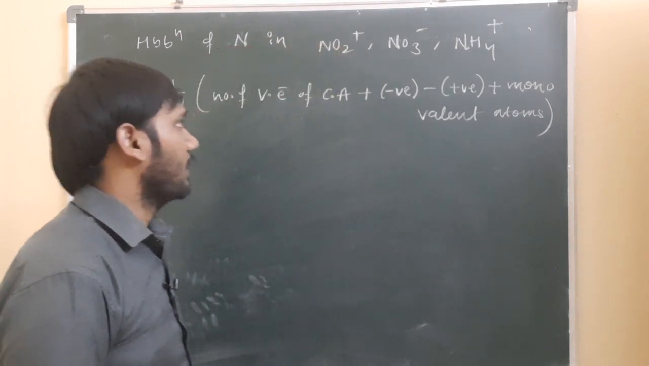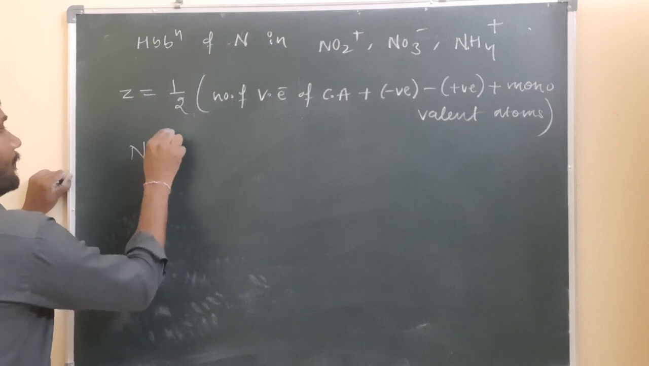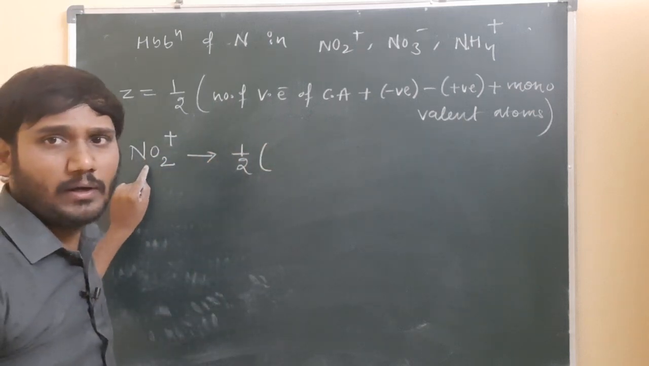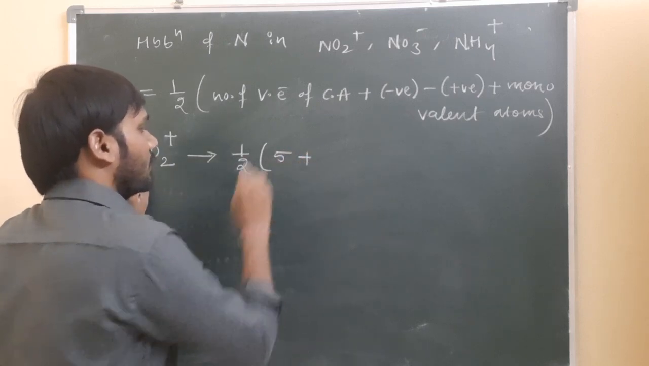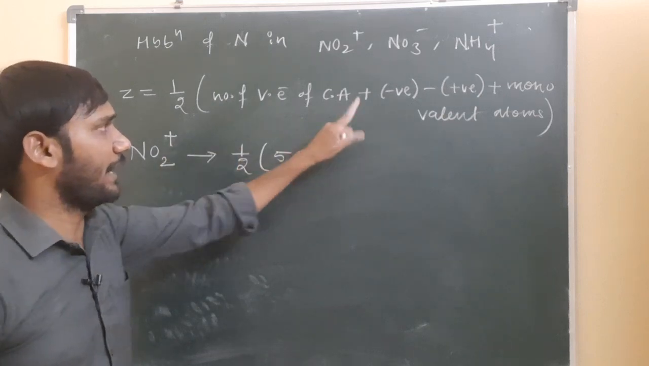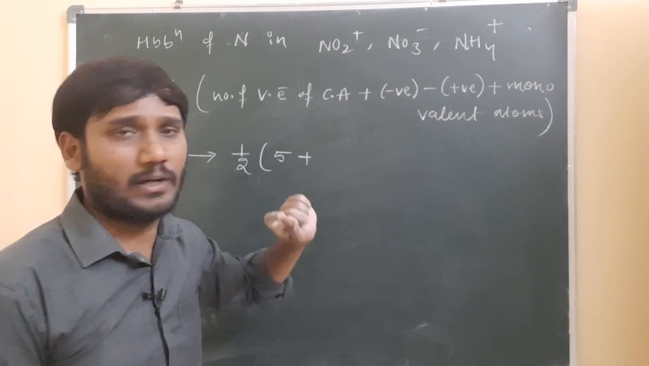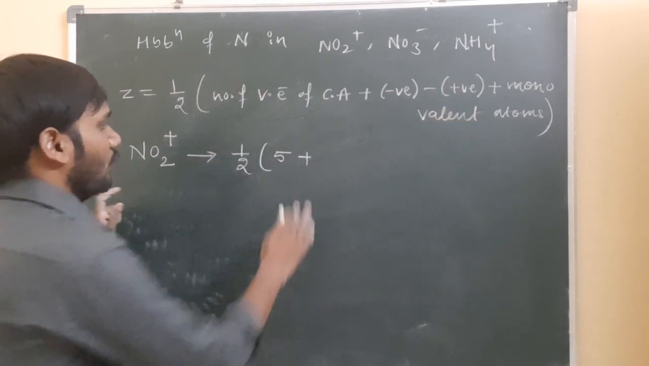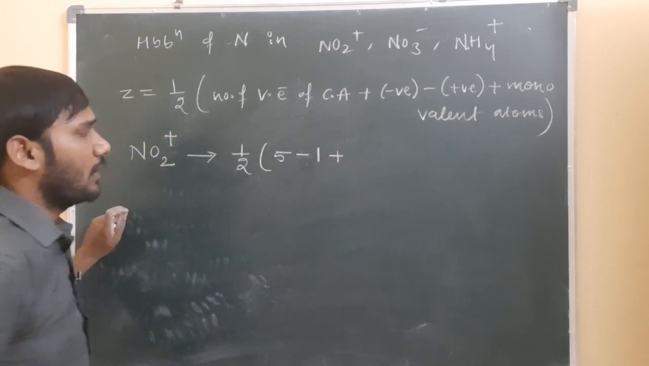Now let us see NO2 plus. I am going to identify its hybridization. Half into central atom, nitrogen. Nitrogen is in the fifth group, so 5 valence electrons. Any negative charge? No. Positive charge is present, so minus positive charge. How many positive charges? 1. That means minus 1. Plus number of monovalent atoms.